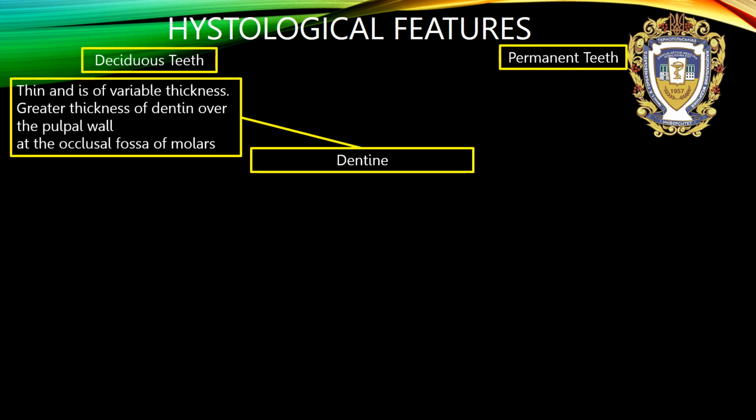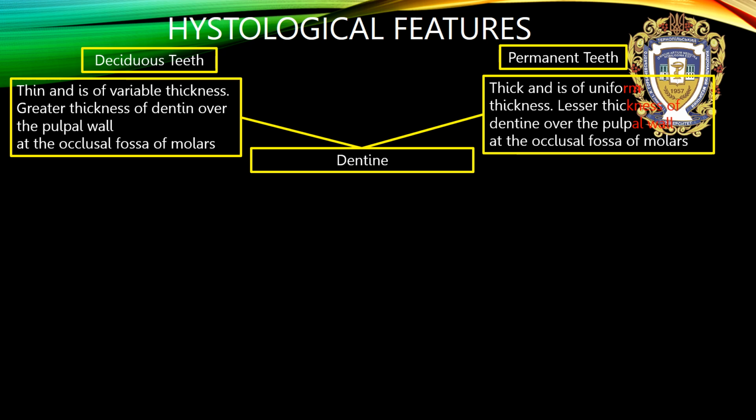What about dentine? In temporary teeth, dentine is thick and of variable thickness. Greater thickness of dentine over the pulpal wall and the occlusal fossa of molars. In permanent teeth, dentine is thick and of uniform thickness. Lesser thickness of dentine over the pulpal wall and the occlusal fossa of molars.